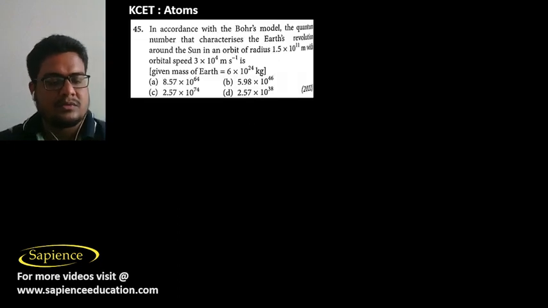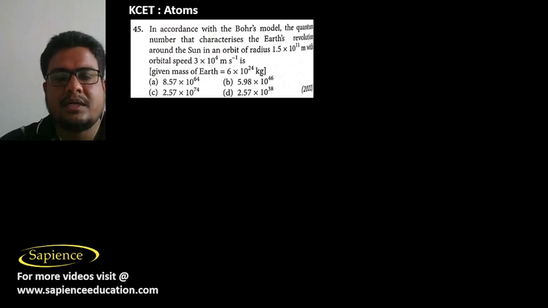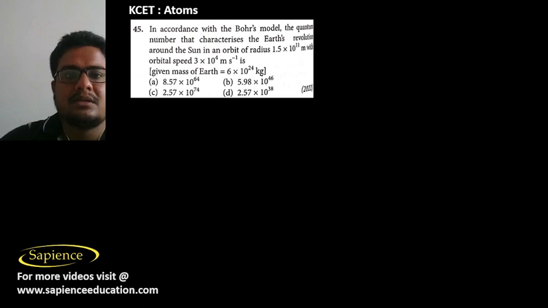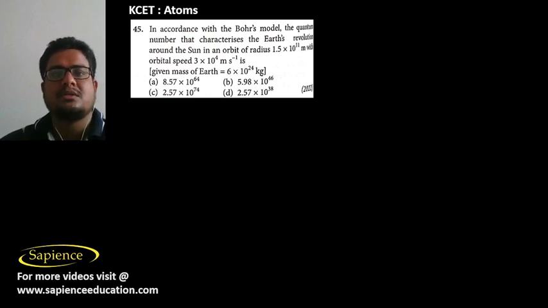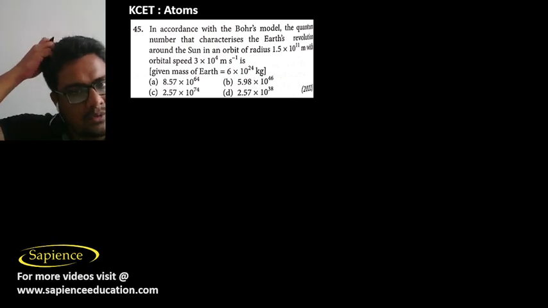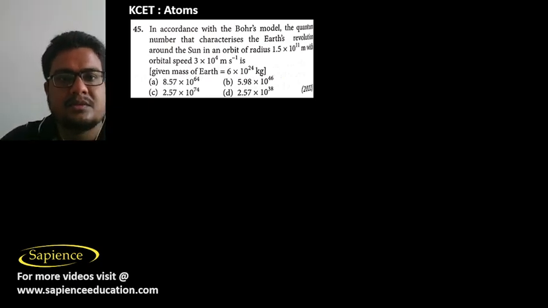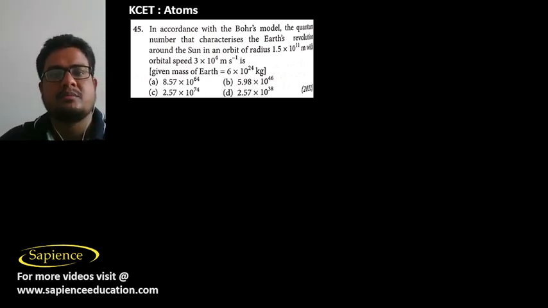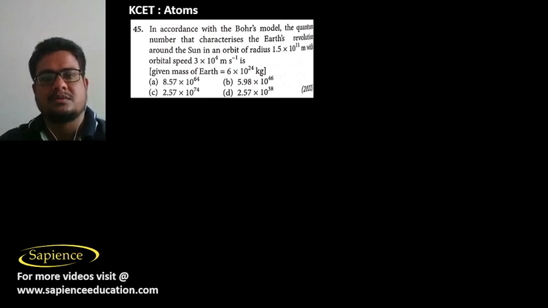And in question number 45 it is told: in accordance with the Bohr's model, the quantum number that characterizes the Earth's revolution around the Sun in an orbit of radius 1.5 into 10 power 11 meter with orbital speed 3 into 10 power 4 meter per second is how much? Given mass of Earth is this.